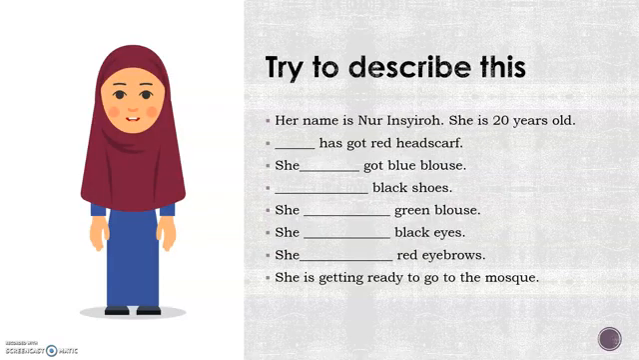Okay, and then for example, for a female, her name is Nur Ishira. She is 20 years old. So what is the pronoun for a female? We have to use she. She has got a red headscarf. She has got a blue blouse, and then she has got black shoes. This is one of the simple examples.